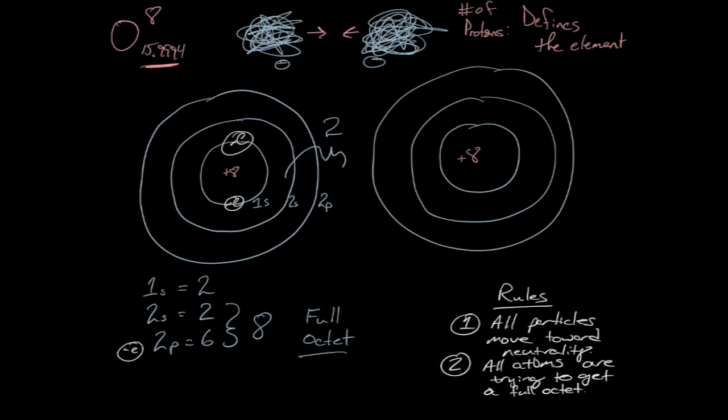They're not really trying, they just move towards it because it's less energy, it's more stable. But these two aspects, these two rules, really drive chemical bonding. So you really need to understand them and how to apply them in order to be really safe and not make mistakes. So let's go ahead and take a look at what happens when we start to form bonds, and why it is that we form bonds.